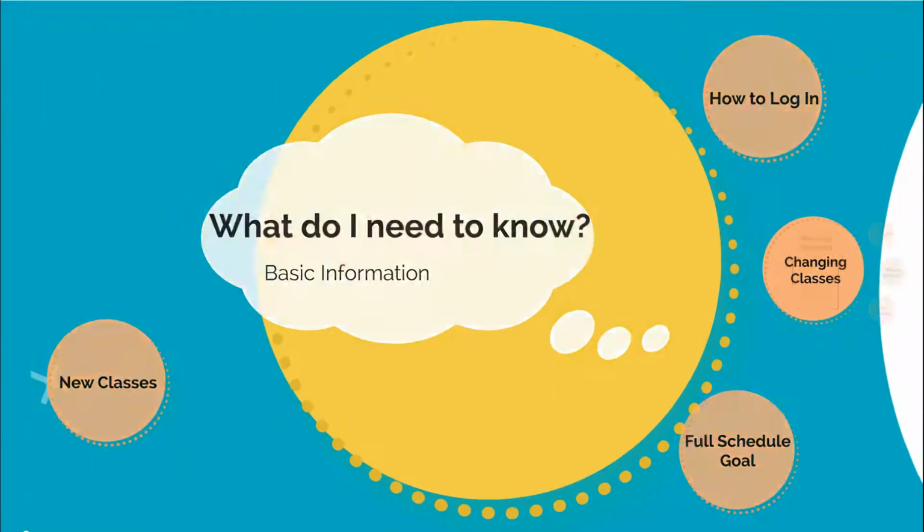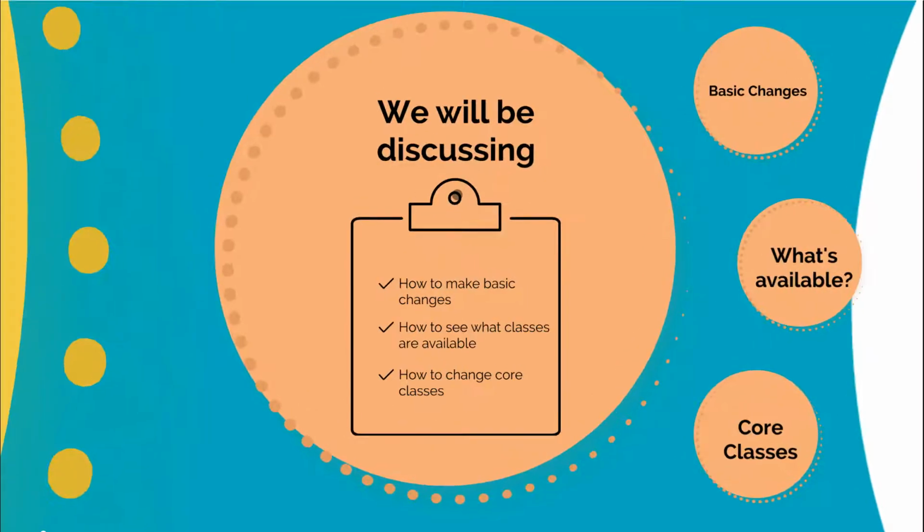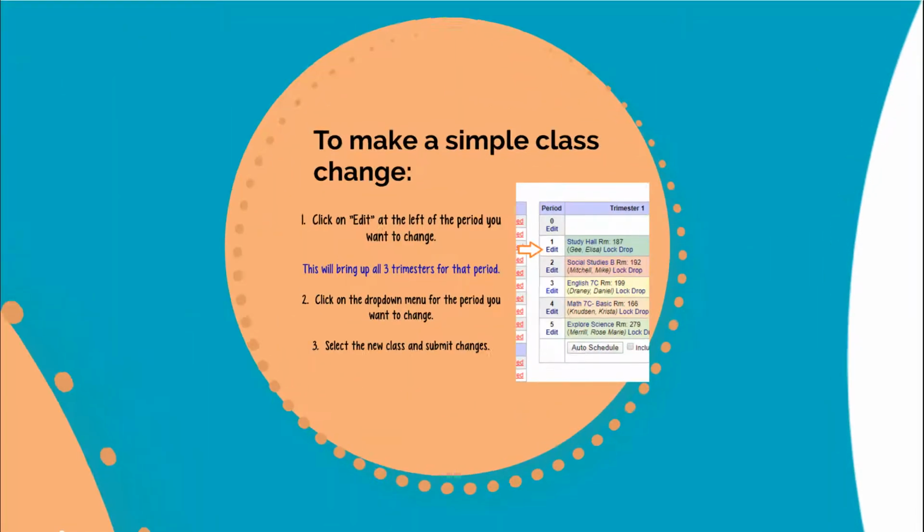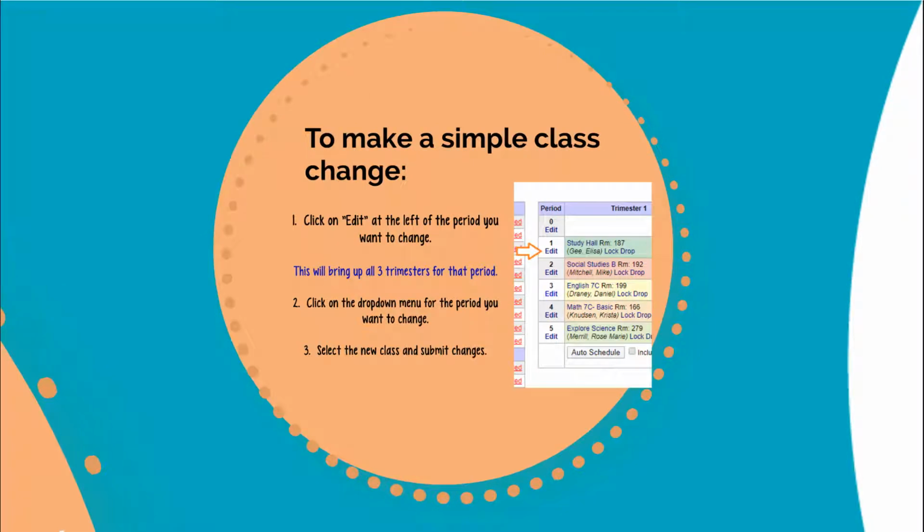Next, changing classes. We're going to look at how to make a basic change, how to see what's available, and how to change a core class because that's a little different. First, to make a simple basic class change, you click on Edit on the left side of the period you want to change. So if you wanted to change first period, you would click on that Edit right there.